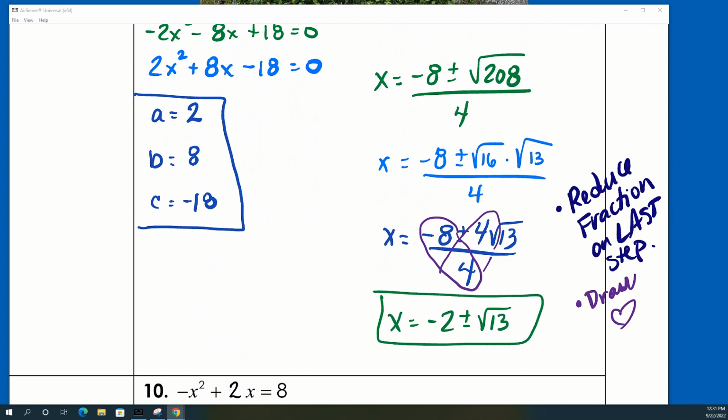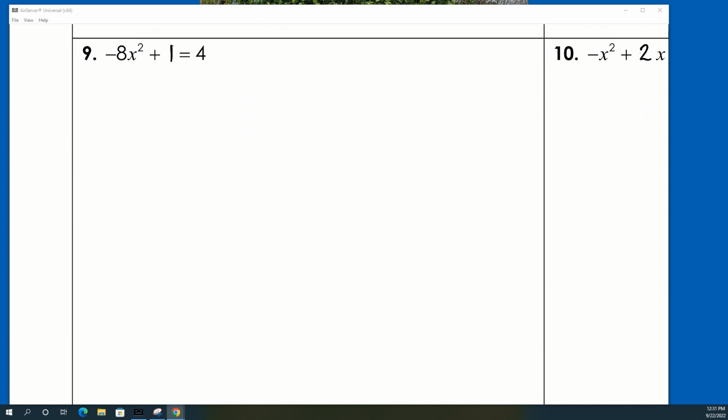So there's less that your calculator will do for you today. There's more little things you have to do on your own. How'd you get -2? -8 divided by 4. All right. Any other questions? Okay. Let's look at 9.